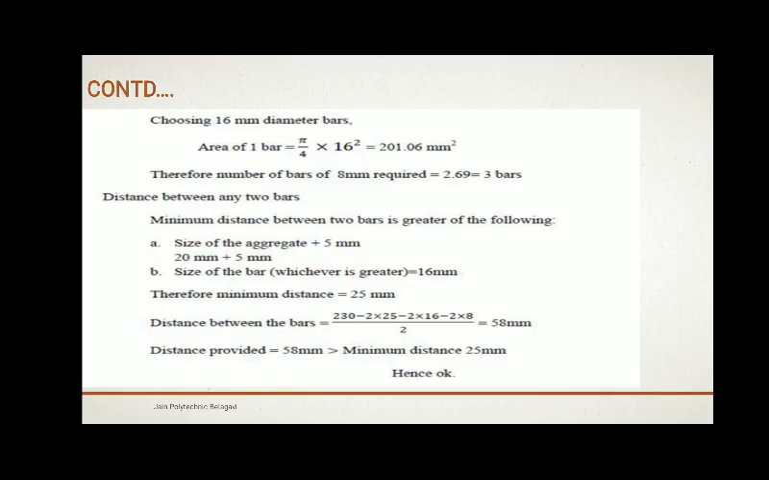So distance between the bars, we are assuming, is 230 minus 2 into cover minus 2 into bar diameter minus 2 into the 8 mm bar, divided by 2. Whatever distance we are getting is 58 mm. So distance provided is equal to 58 mm, which is greater than minimum distance 25. Hence it is okay.